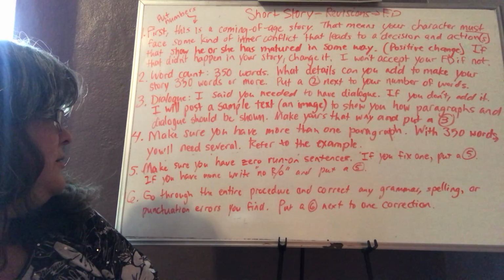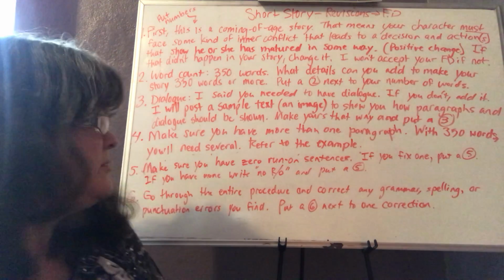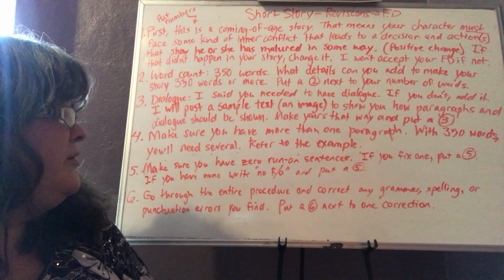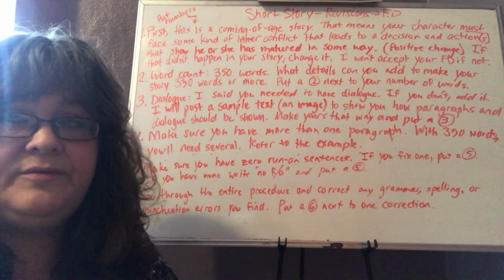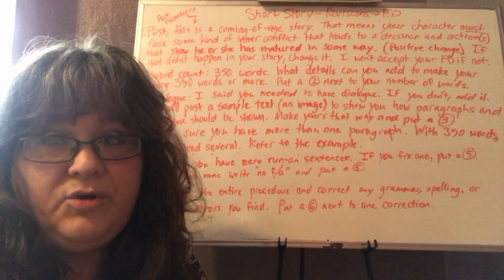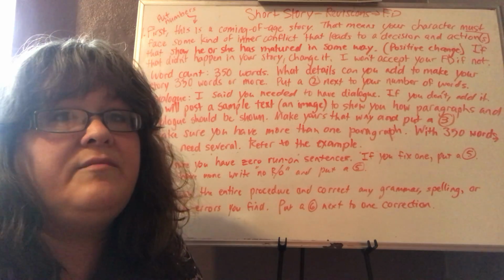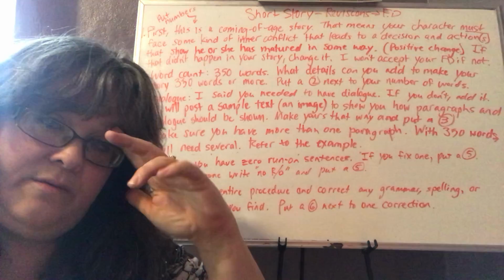Let's see. Number 5, make sure you have 0 run-on sentences. If you fix one, put a 5. If you have none, write no RO and put a 5. So when I look at it and I see that you think you have no run-on sentences and you put a 5, but you actually do, then I'm not going to give you that point. See what I mean?